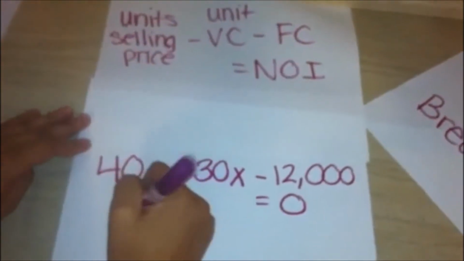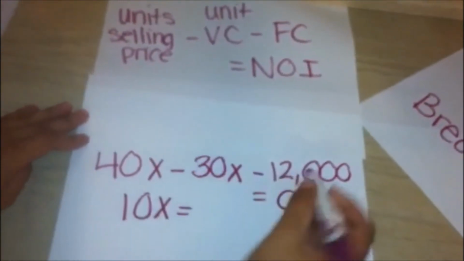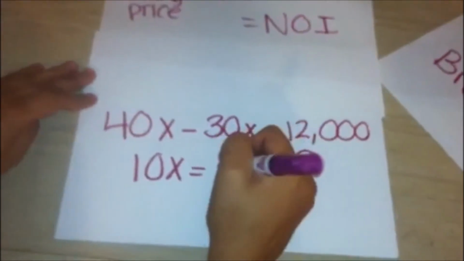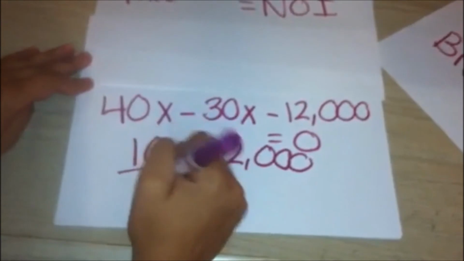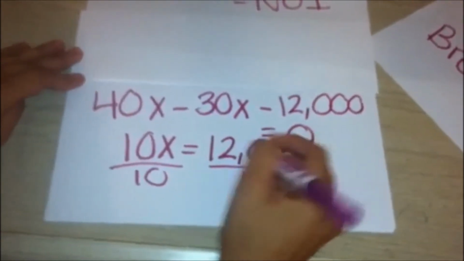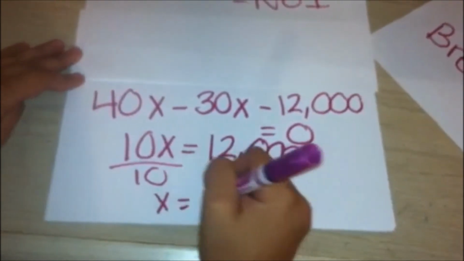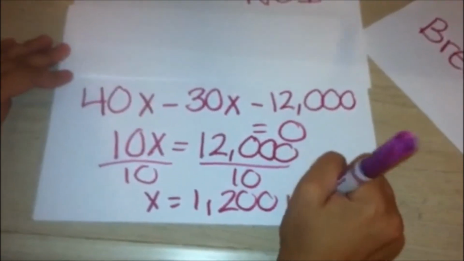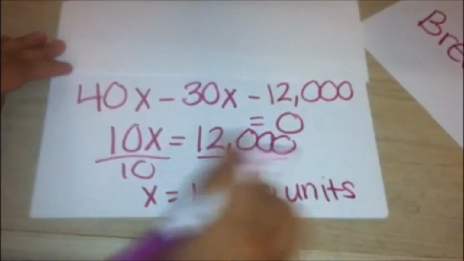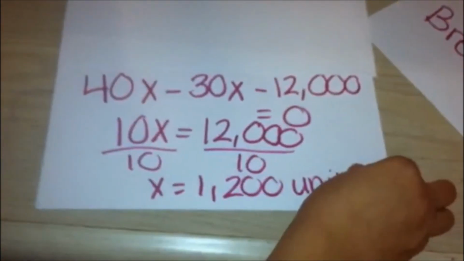40x minus 30x is 10x. Then you bring the 12,000 over to this side, making it positive, dividing it by 10 on each side, which would equal x equals 1,200 units. And that's all there is. It's as simple as that.